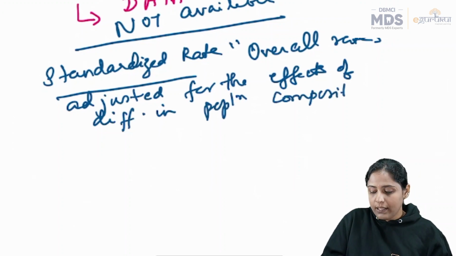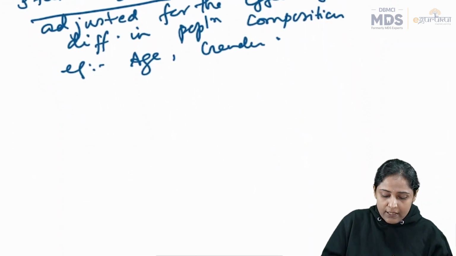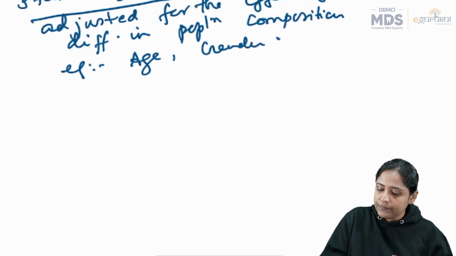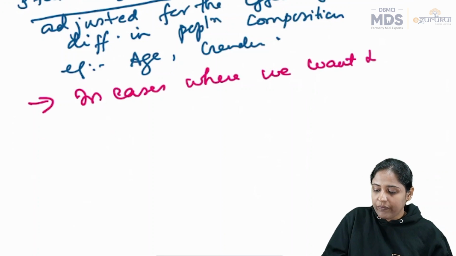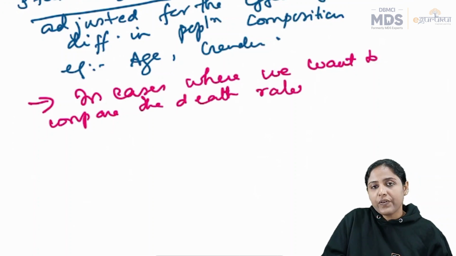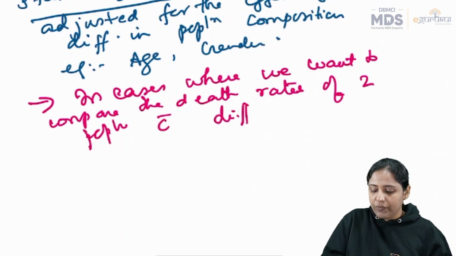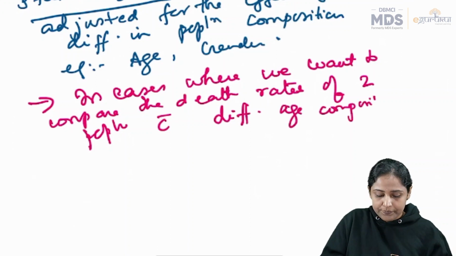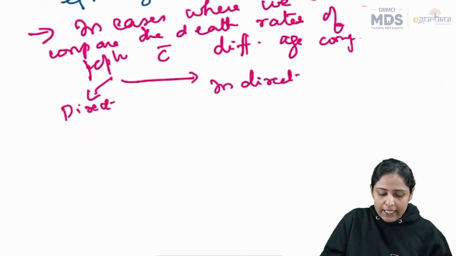Example, age and sex, differences in age, gender, etc. So this is done in cases where we want to compare the death rates of two populations with different age composition. This can be done by direct or indirect standardization, which I have already mentioned.